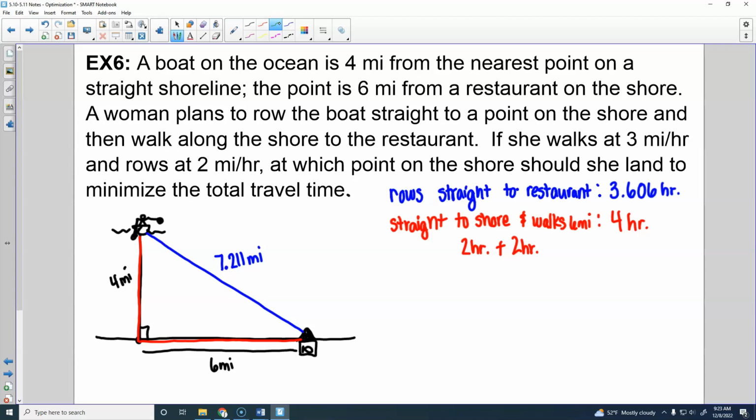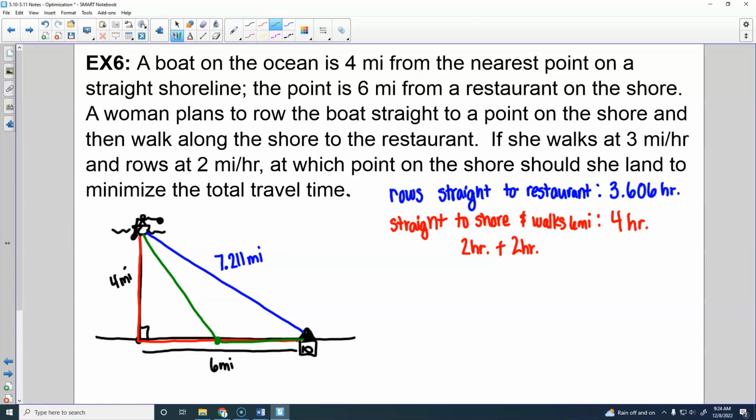So, all right. It would be quicker for her to row straight to the restaurant. The question is, is there a middle ground where she rows to some point here and then walks the rest of the way that would actually be faster than either one of these options? Because her rowing is not as fast as her walking. If she could walk the whole way, then yeah, she could walk on water. She would be able to get there fastest. But that's not an option for mortals.